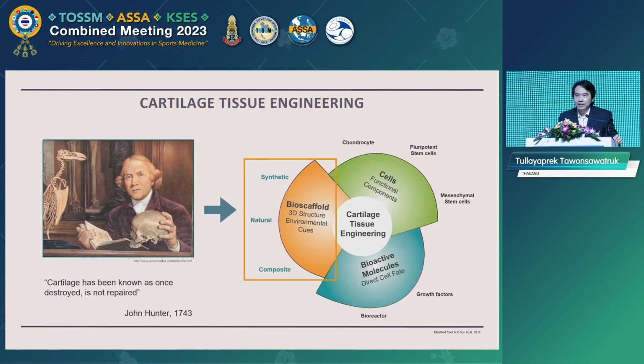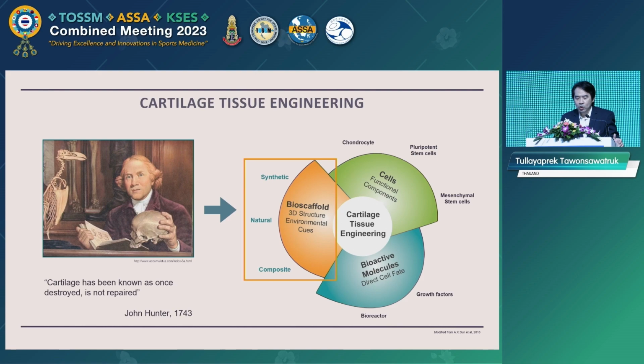When we talk about cartilage tissue engineering, in the past we believed that once cartilage is destroyed, it cannot be repaired. So in the tissue engineering field, we would like replacement or regeneration. These are the aims. So these are our weapons: cells, bioactive molecules, and bioscaffold. We hope that if we combine these three, we can regenerate or substitute the hyaline cartilage, returning to the condition before the injury.